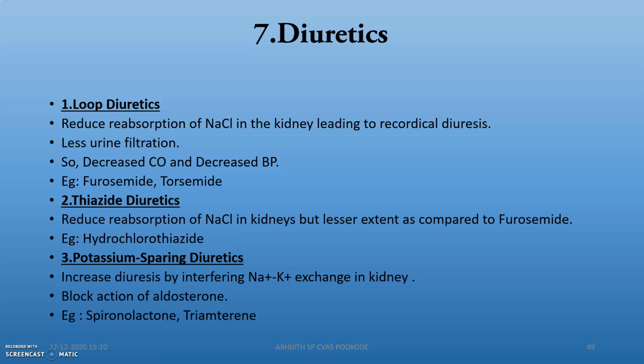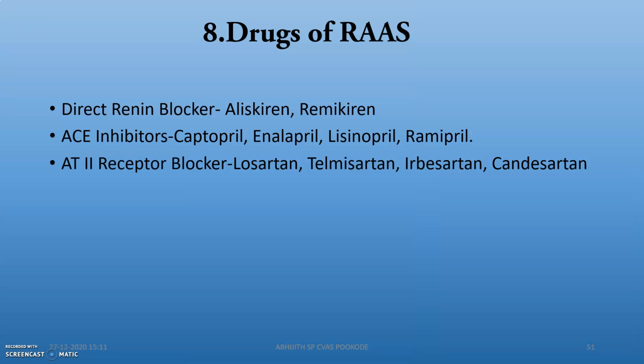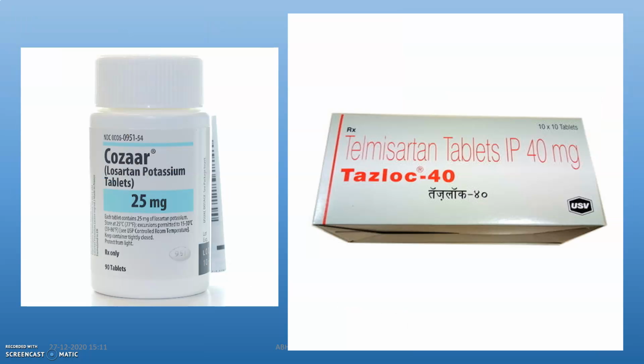So next is the diuretics: loop diuretics, thiazide diuretics, potassium sparing diuretics. You can see they will be reducing the reabsorption of NaCl and decreasing the cardiac output. Loop diuretics, furosemide is a very good example. Thiazide diuretics, hydrochlorothiazide is an example. In the case of potassium sparing diuretics, spironolactone and triamterene. These are the drugs. The next are the drugs of the RAAS system. Direct renin blockers will be aliskiren and remikiren. ACE inhibitors will be the prils. AT1 receptor blockers will be the sartans. So these are the drugs.